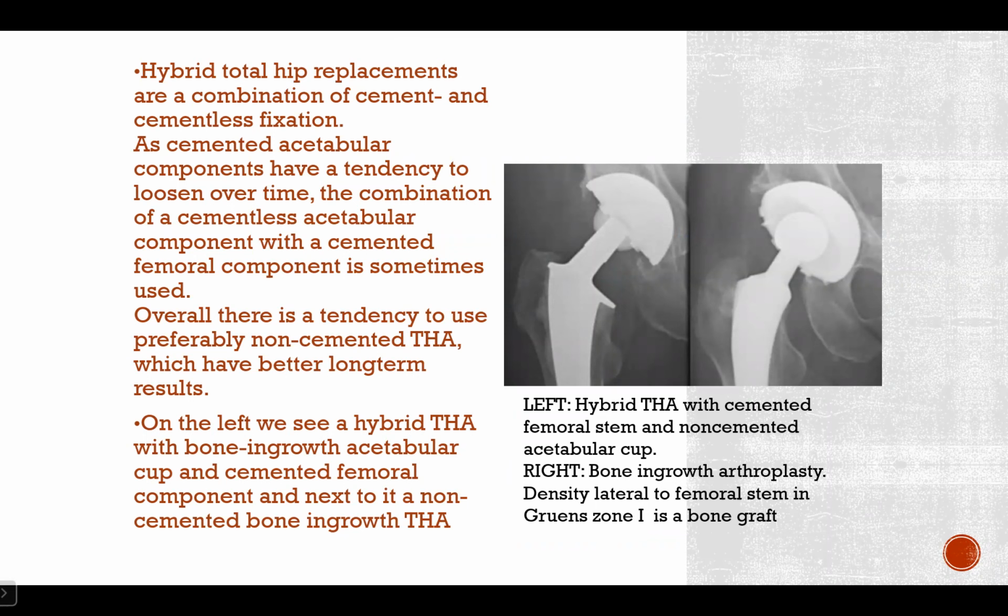As cemented acetabular components have a tendency to loosen over time, the combination of a cementless acetabular component with a cemented femoral component is sometimes used. Overall, there is a tendency to preferably use non-cemented total hip arthroplasty, which has better long-term results. The left radiograph shows a hybrid total hip arthroplasty with a bone ingrowth acetabular cup and cemented femoral component, and next to it there is a non-cemented bone ingrowth total hip arthroplasty.